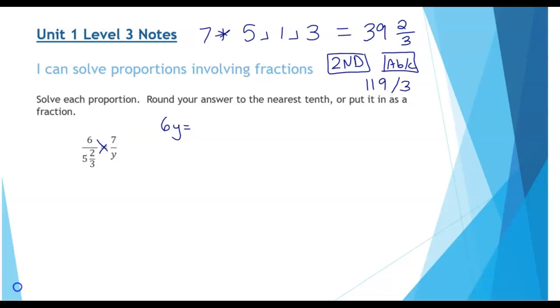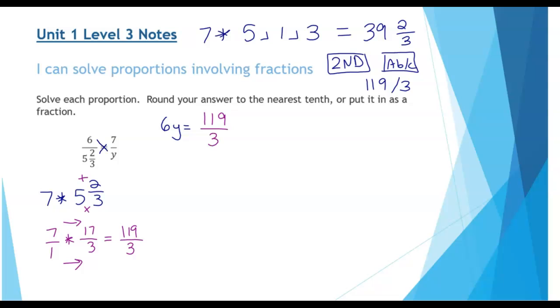Now to do that without your calculator, 7 times 5 2/3. Well, we'd have to convert the mixed number to improper. So 5 wholes times 3 apiece is 15. And then 2 more pieces is 17/3 here. And 7, now multiply straight across. That's how we multiply fractions. 7 times 17 would be 119. And 1 times 3 is 3. So this 7 times 5 2/3 is 119 over 3.